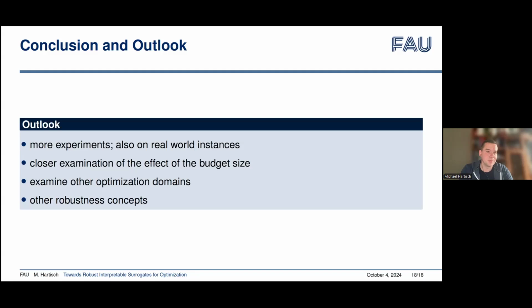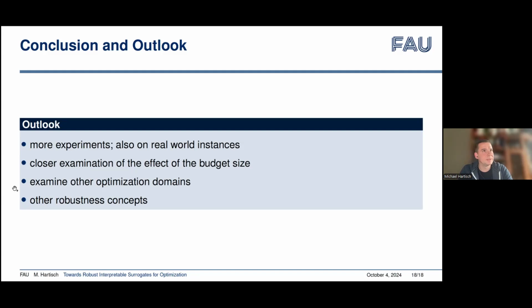So for example, of course, more experiments, right? So larger graphs, maybe even real world instances. So we have this Chicago graph, which we like to use. So let's put this robust framework on this. We also need to take a close examination of the effect of the budget size, which we have not done yet, right? So we have just fixed these gamma values, and we're just taking a look at the results. But we should be careful here.